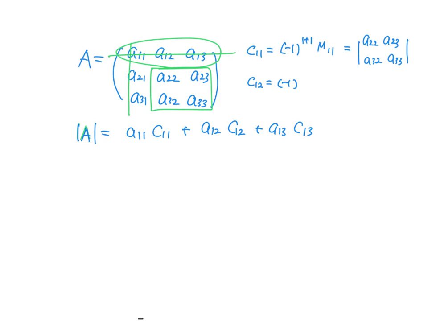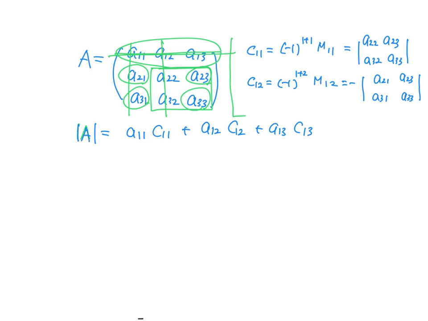C12 is minus 1 to the 1 plus 2, M12. That is the minor obtained by deleting the first row and second column, this and this. And minus 1 to the 1 plus 2 is minus. So this is minus of A21, A23, A31, A33.